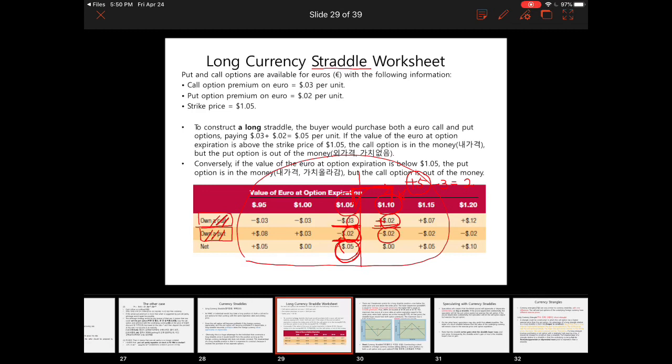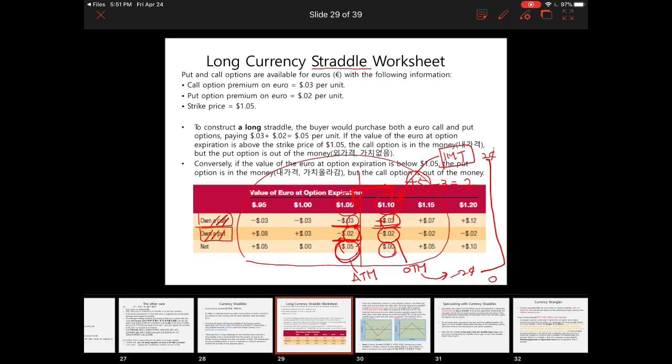What about the put option? The put option is out of the money, OTM. By the way, the call option is in the money. So in the money, from the call option, you earn 2 cents. But for the put option, which became out of the money, you lose 2 cents. That's minus 2 cents. Finally, you end up with zero payoff. That's what it is, right?